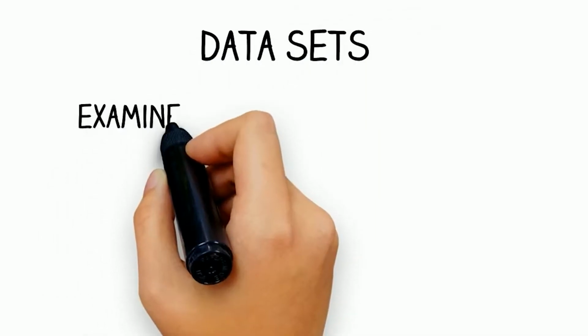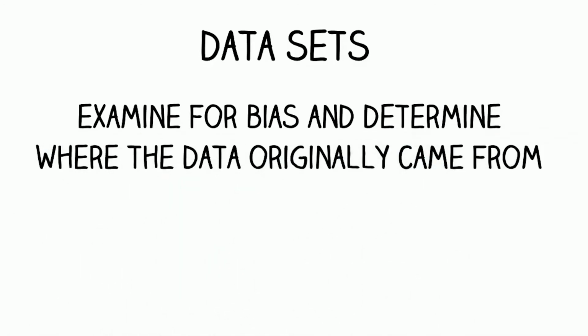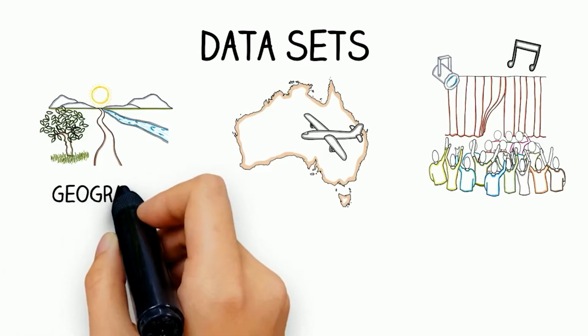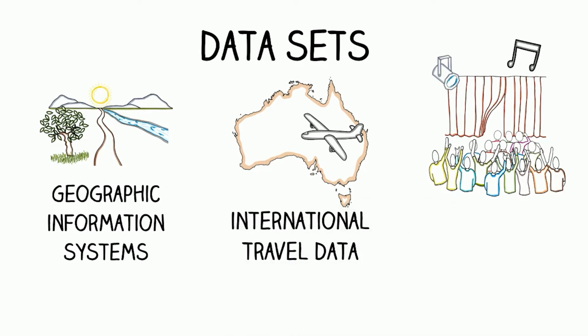Data sets can be found on many websites. Examine them for bias and determine where the data originally came from. Data sets may be broad or local in scope. Examples include Geographic Information Systems or GIS datasets, international travel data, or attendance numbers for local events.